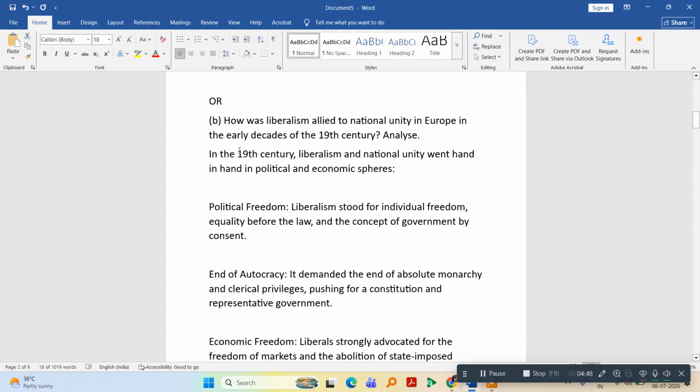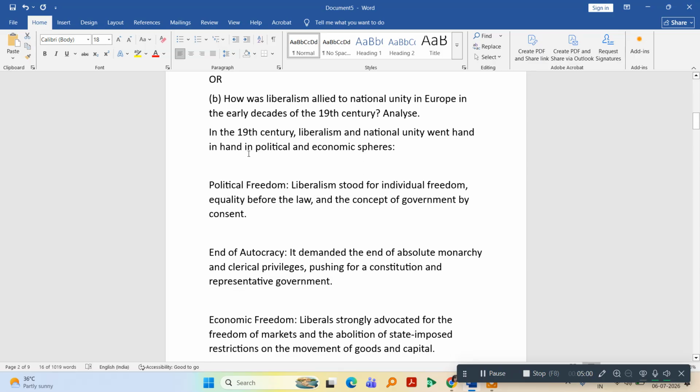The answer is as follows. In the 19th century, liberalism and national unity went hand in hand. They were like two sides of the same coin. They went hand in hand in political and economic spheres. Political freedom. Liberalism stood for individual freedom, equality before law, and the concept of government by consent. So, liberalism favored individual freedom as well as equality before law. The government was formed as per the consent of the people.